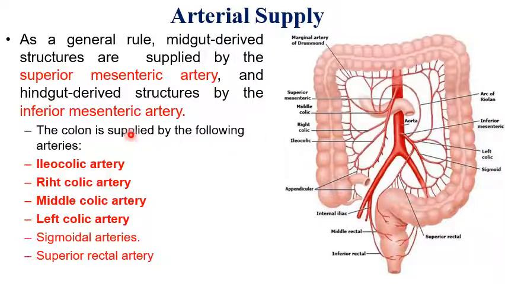So the colon will be supplied by the ileocolic artery, right colic, middle colic, these are the branches of superior mesenteric, and the hindgut part will be supplied by left colic artery, sigmoidal arteries, and the superior rectal artery. These are the branches of inferior mesenteric artery. So this is the arterial distribution of colon.